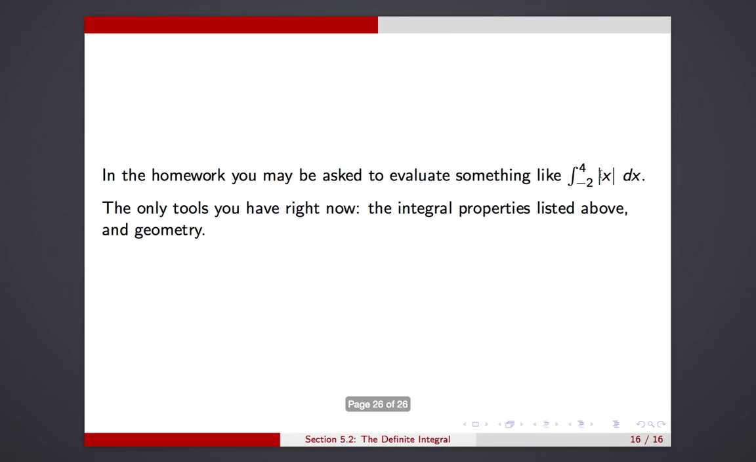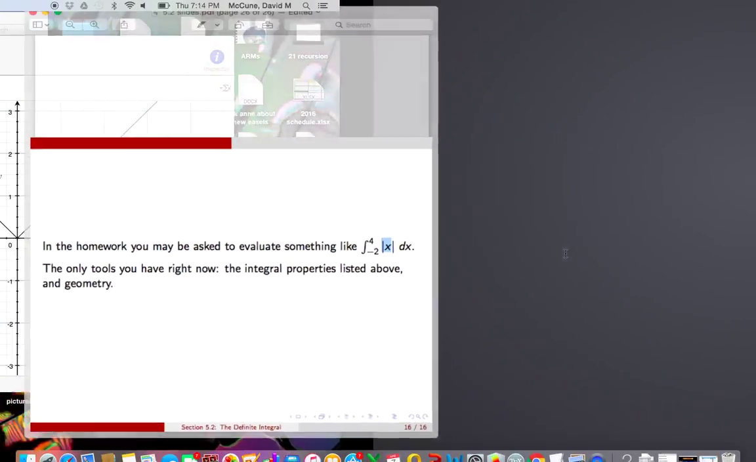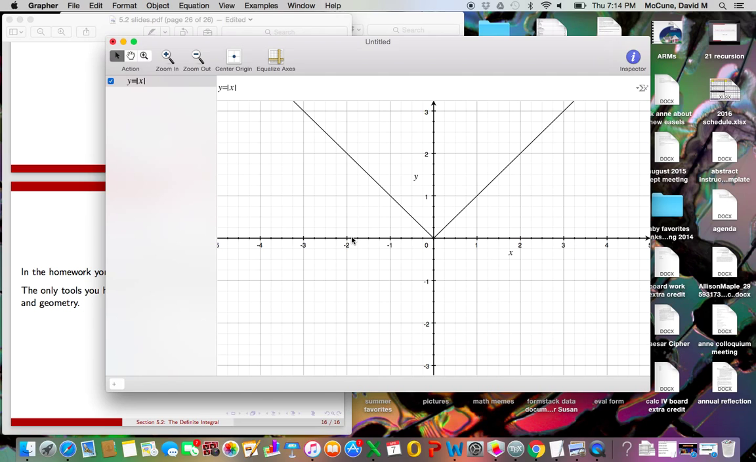So just draw this graph. So we're going from -2 to 4, right? So -2 to 4. Notice I just get this triangle here, and then I'll get a triangle there also. So just add the areas of the two triangles.